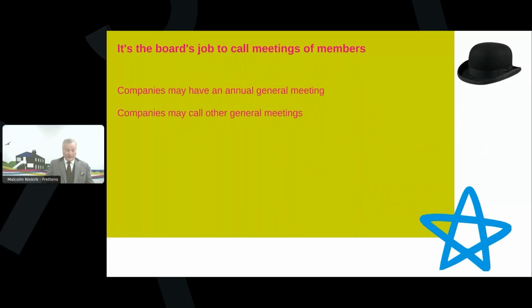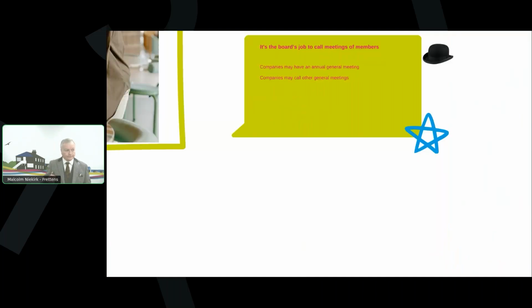It used to be the case that every company had to have an annual general meeting. Most companies are exempt, most companies do not bother. There are two categories of meeting. There's the annual general meeting, and then there's any other. And any other is known as a general meeting. Under previous Companies Acts, they used to be called extraordinary general meetings, or EGMs for short. The current version of the Companies Act just refers to them as general meetings.